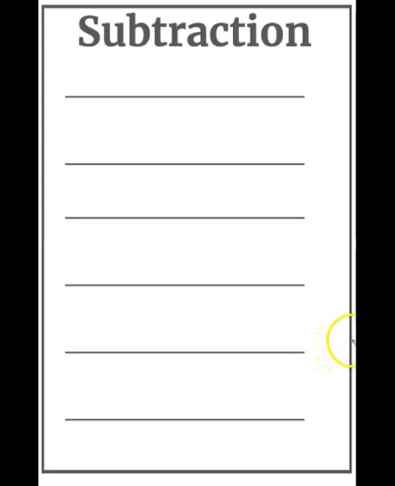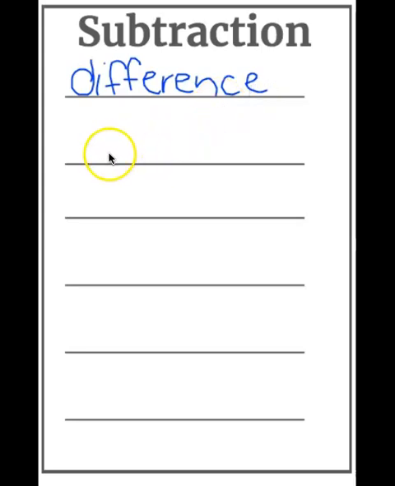Subtraction keywords. Well, what is the answer to a subtraction problem called? We have the answer to an addition problem is a sum. The answer to a multiplication problem is a product. The answer to a subtraction problem we call the difference. The difference between 6 and 7 is 1. The difference between 12 and 5 is 7. But difference is one of our clue words.